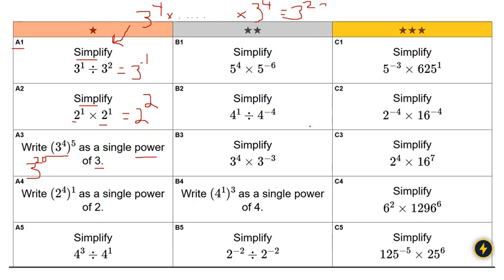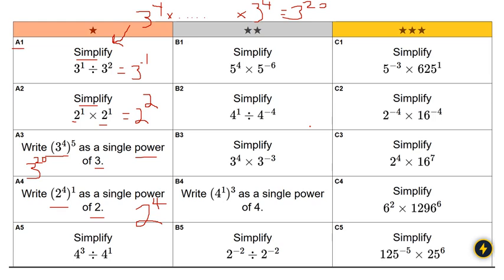Question A4, guys. Write 2 to the power of 4, all to the power of 1, as a single power of 2. So we're going to do 4 times 1, which would be 4. So it's 2 to the 4. A little trick here: any number to the power of 1 is just itself. So 2 to the 4, to the 1, is just 2 to the 4.